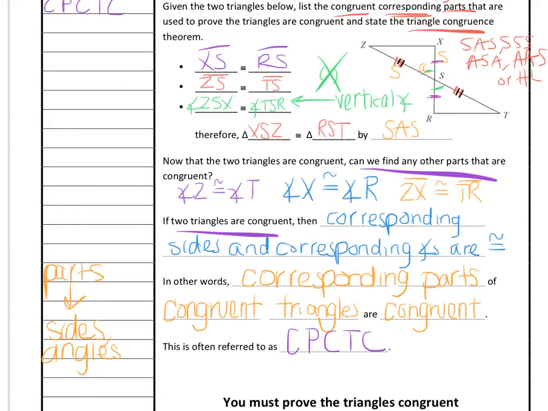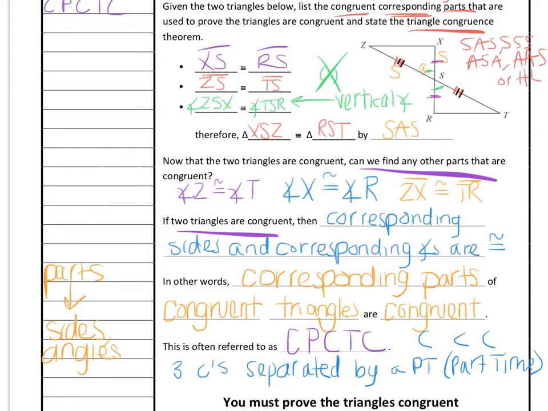A weird trick that I think about is that it's 3 C's separated by a PT, part-time. It has nothing to do with triangle congruence. It's just a trick to remember the order of the letters. You separate your 3 C's, boom, boom, boom, and then you put a part-time PT in there. Again, nothing to do with triangle congruence or corresponding parts, but it's a trick.